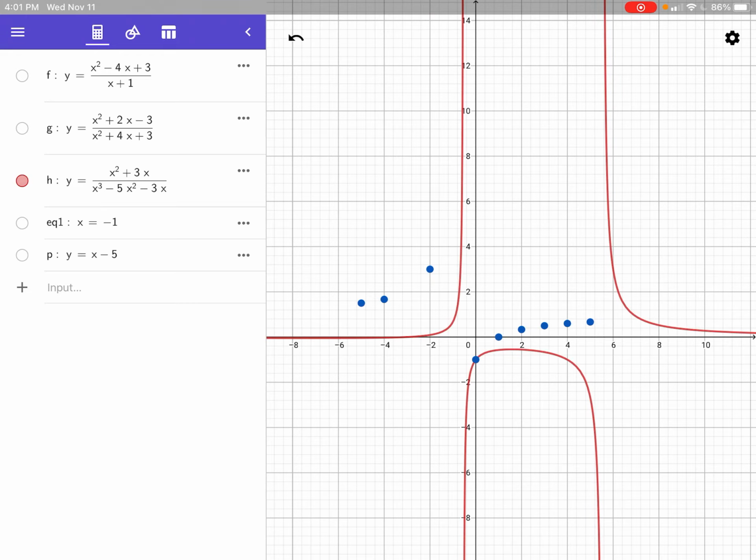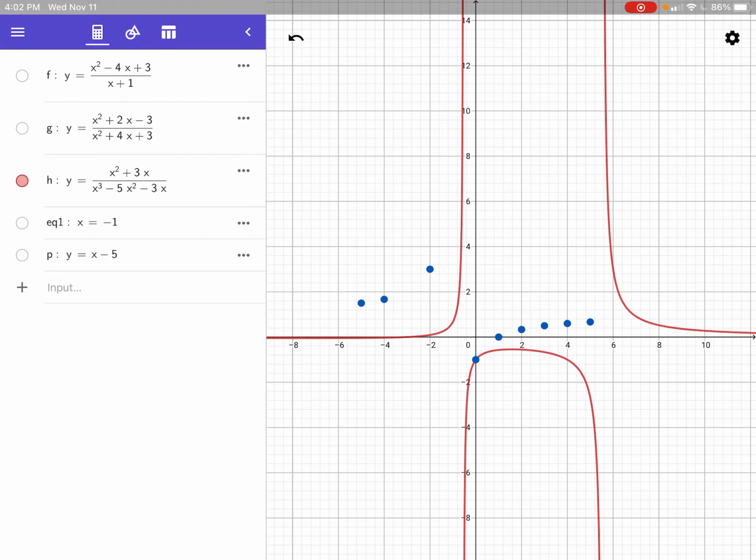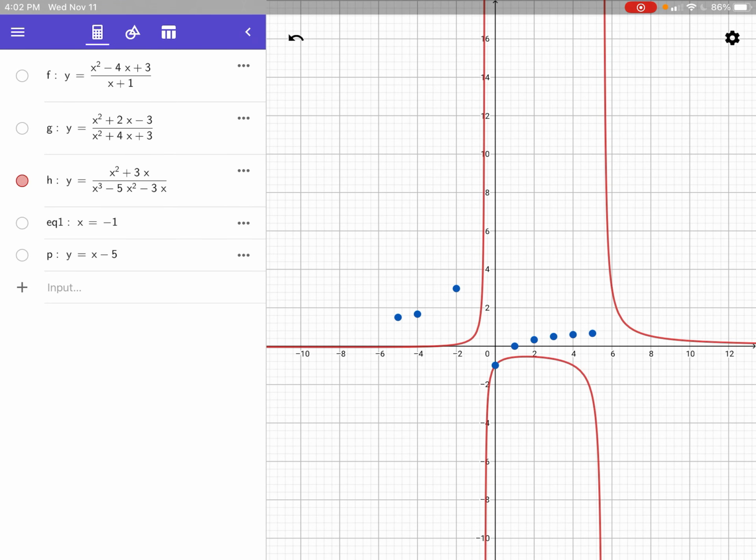Alrighty, we'll look at this last one. I don't know how to get rid of those, darn. But alright, there's the last one. Let's go back and look at what's going on there.